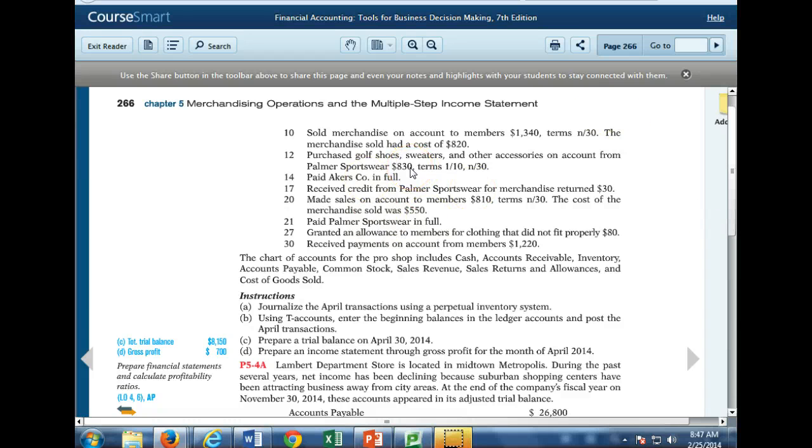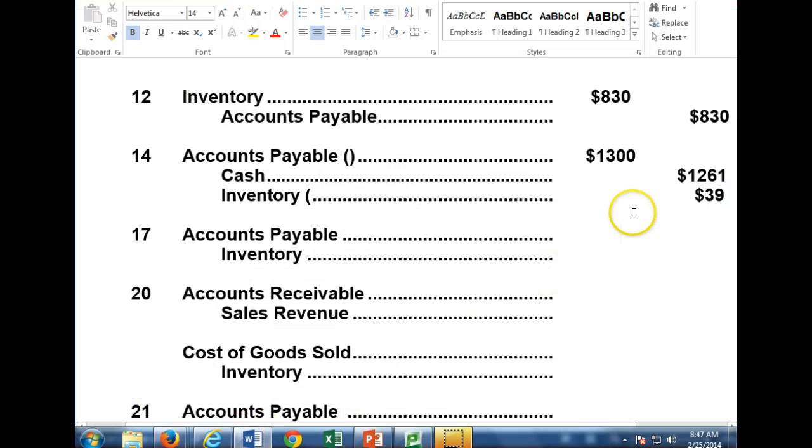Received credit from Palmer Sportswear for merchandise returned, $30. So what happens here? We returned merchandise. Does that reduce how much we owe them? For $30, and our inventory goes down. How much? $30 because we don't have that anymore, do we?